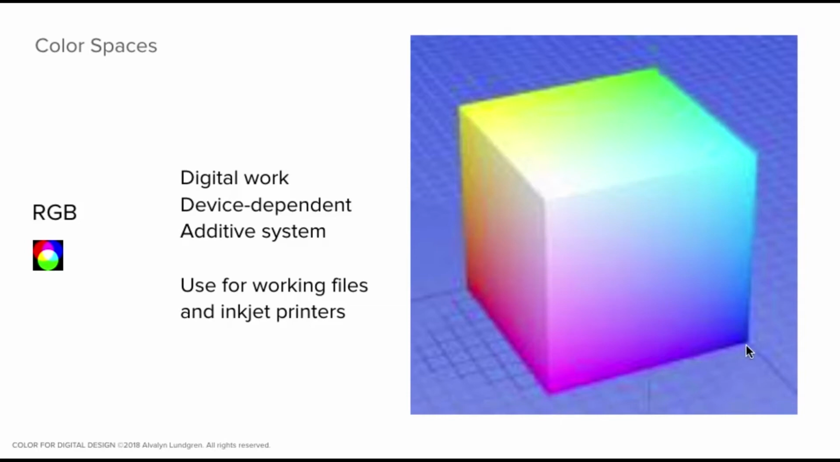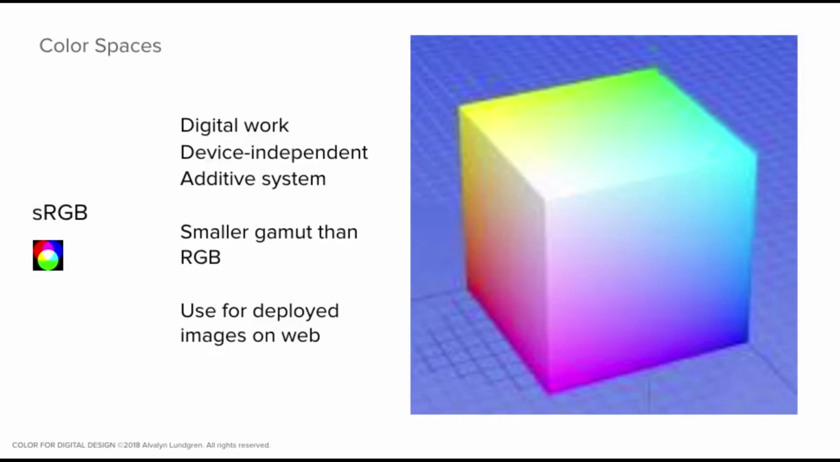This dimension, and this dimension, those are your three criteria. So there's a red dimension, a green dimension, and a blue dimension. And you can pinpoint any specific color anywhere within that volume. Now, sRGB, standard RGB, is also for digital work, but it's not for your working files.